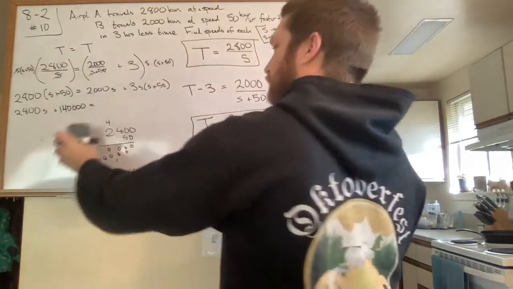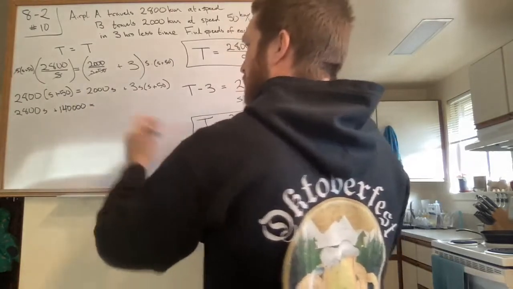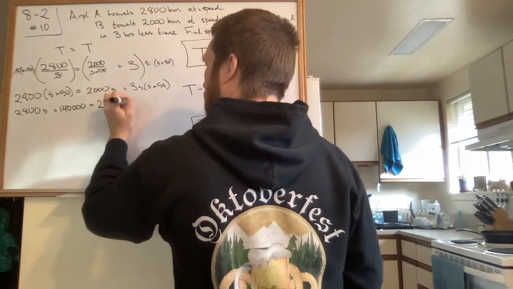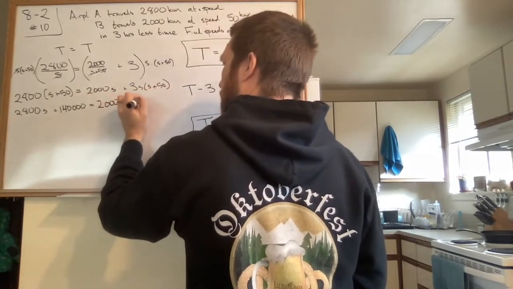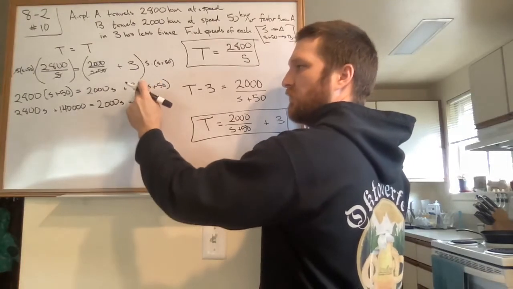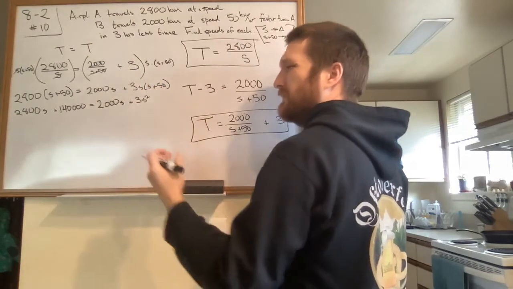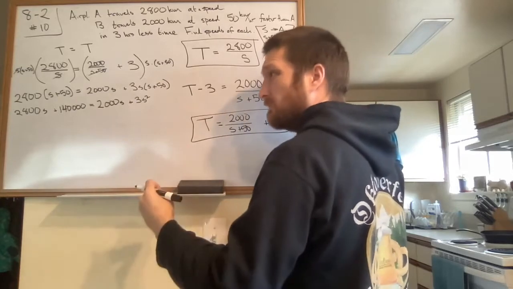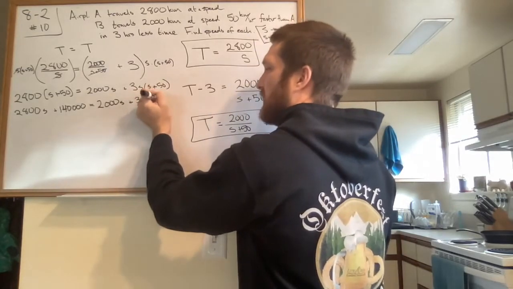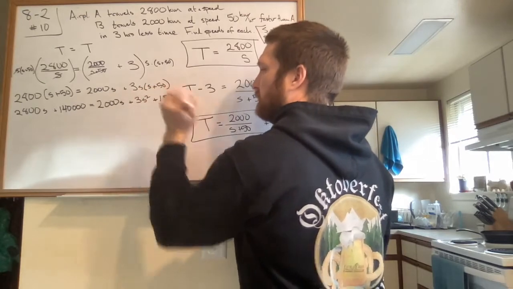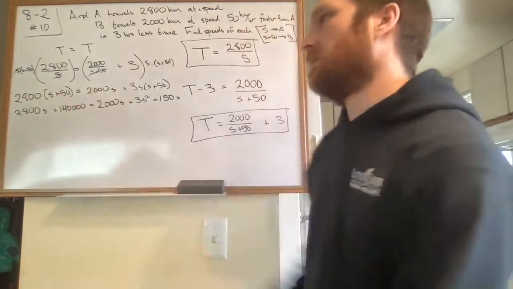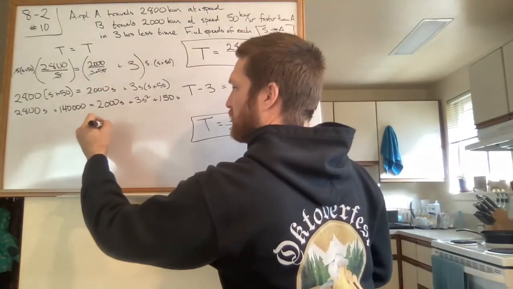So 2,800S plus 140,000 equals 2,000S plus 3S squared, right? Because the S jumped in to hit that S to give me a 3S squared. 3S jumps in. 50 times 3 is 150, I believe. Yes. So plus 150S. I want to make sure I did this right because this could really mess up my life in a second. So let's do that.